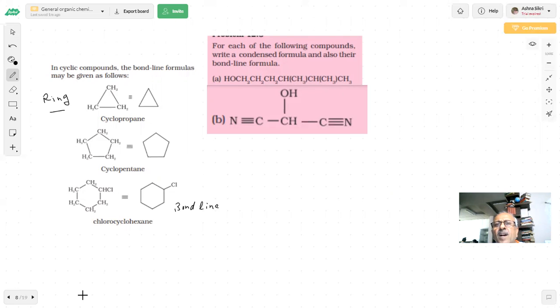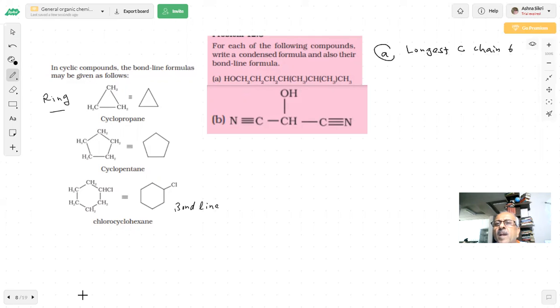How many carbons are there in the A part? CH2, 1, 2, 3, 4. This is a side chain. Longest carbon chain is how much? In the A part, you identify the longest carbon chain is 1, 2, 3, 4, 5, and 6. There are six carbons.